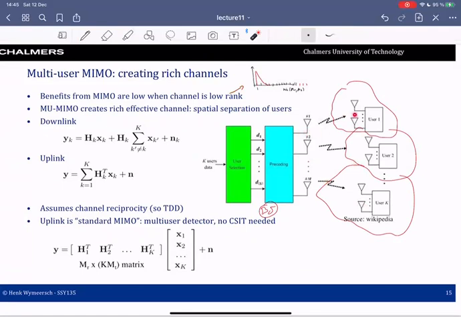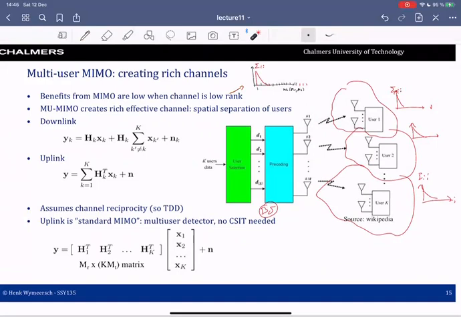So even though each user may have a relatively low rank channel, so each user's channel in terms of the, well, these are actually sigma ii, sigma ii. Each of them has a low rank channel. The combined channel seen by the base station of all of the users together can have very high rank.